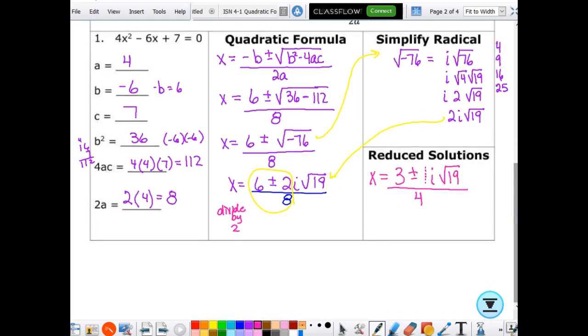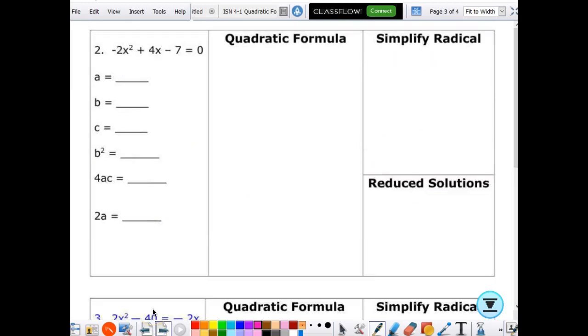All right. So we got our first one done with an imaginary number, a complex number. The complex numbers, imaginary numbers, kind of mean the same thing. So I'm looking here. I see that it's in standard form. It's the x squared, the x, and the negative 7. A is negative 2. I don't think we've had an A being negative before on any of our prior problems. B is 4. C is negative 7.